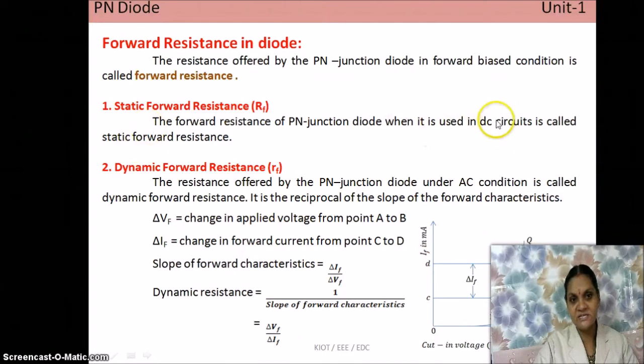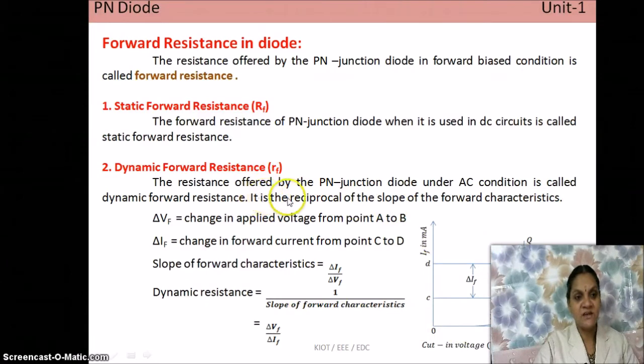You know that a DC signal is a static signal. Whatever may be the time instant, it remains constant. Whereas a sinusoidal signal is an AC signal. It is dynamic in nature. At each and every instant of time, the amplitude of voltage or current is varying. That is a dynamic signal. When the diode is used under AC circuits, the resistance offered by the diode is called dynamic resistance, and when it is used under forward bias, it is called dynamic forward resistance. It is represented by small r suffix f.